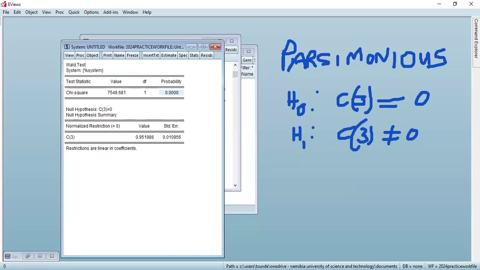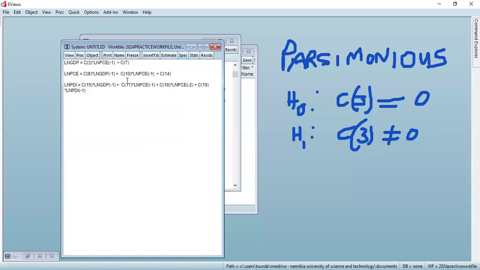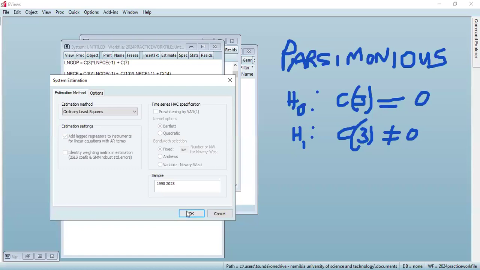What is the conclusion? We only use this part of the results, only this part. We reject the null hypothesis. So PCE Granger causes GDP, right? If you want to go back to the model, we just go back. This is the model we are estimating. We estimate it again to get the results.